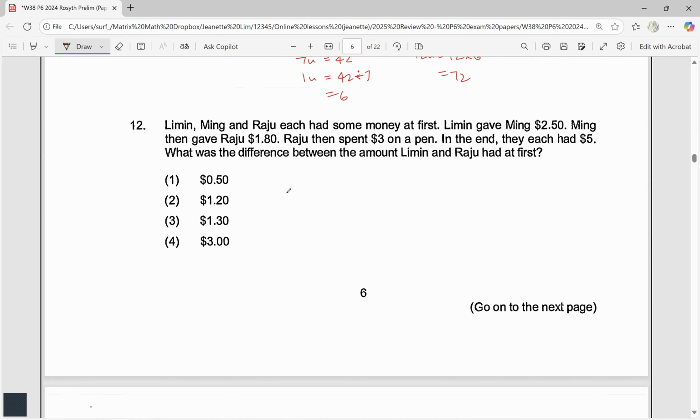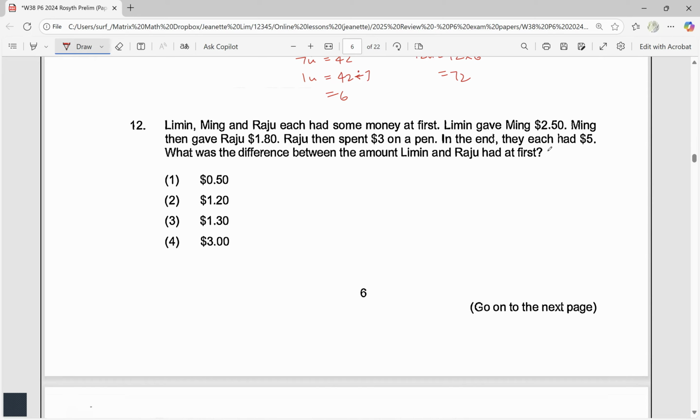Question 12. Li Ming and Raju each had some money at first. Li Ming gave Raju 250. Raju then gave Li Ming 180. Raju then spent $3 on a pen. In the end, they each had $5. What was the difference between the amount Li Ming and Raju had at first?